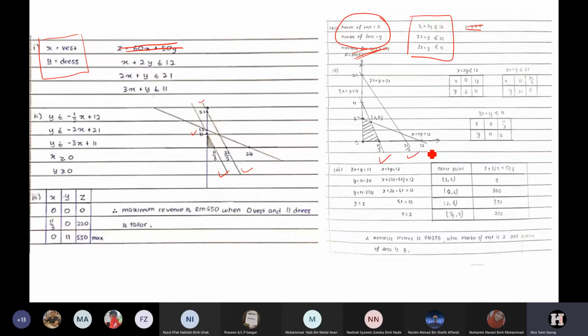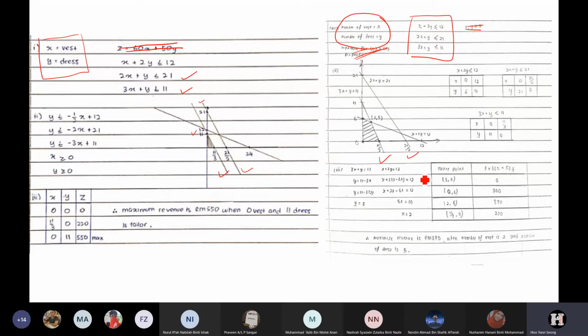But now we look at the questions. This one is 12, this is 24, this one is 6, this one is 12. Now the right-hand side, this person labeled the line, so easily we can check. So this is 2x plus y equals 21. This one is already correctly sketched. 3x plus y equals 11. This one also we already correctly sketched. So now the balance is the first one.